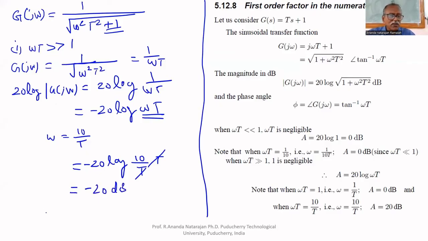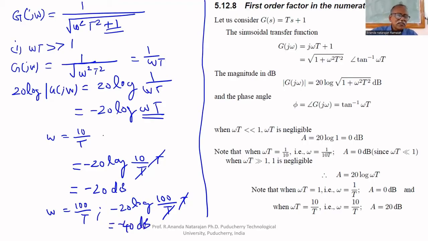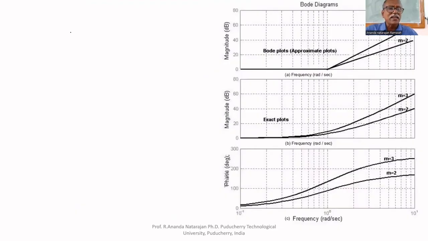Suppose omega equal to 100 by tau, what will happen? Then you will get minus 20 log 100 by tau multiplied by tau. Therefore, power 2, so you will get minus 40 dB. What is the distance between omega 1 equal to 10 by tau and omega 2 equal to 100 by tau? 1 decade away. What is the decrease in magnitude? 20 dB.